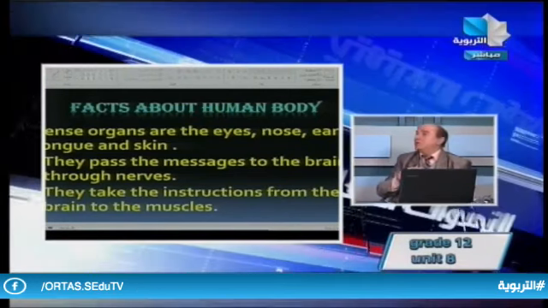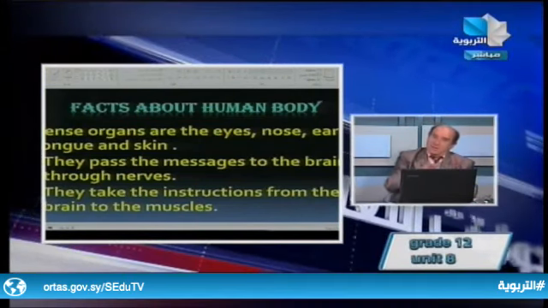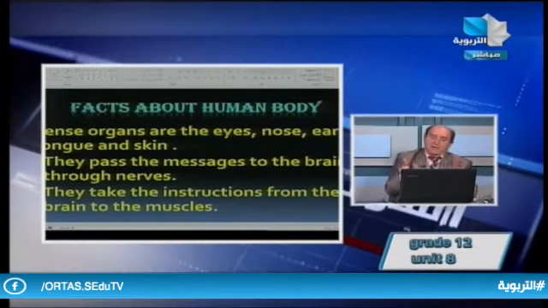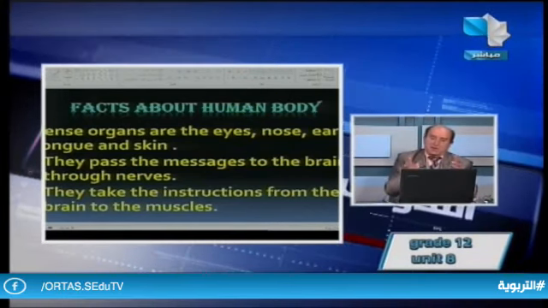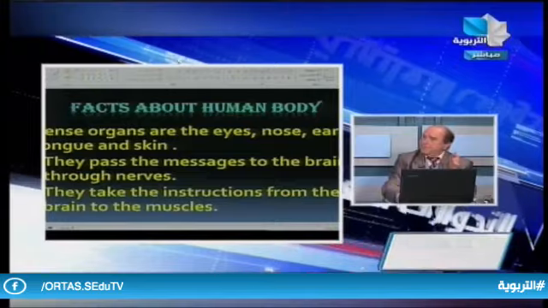So this is the function of the nerves, okay, and the 5 senses. We have 5 senses, dear students, dear colleagues. We have the eyes, the nose, the ears, the tongue, and the skin. So they carry the message to the brain through nerves. They take the instructions from the brain to the, sorry, not they. Here we don't mean the eyes, the nose. We mean the nerves.